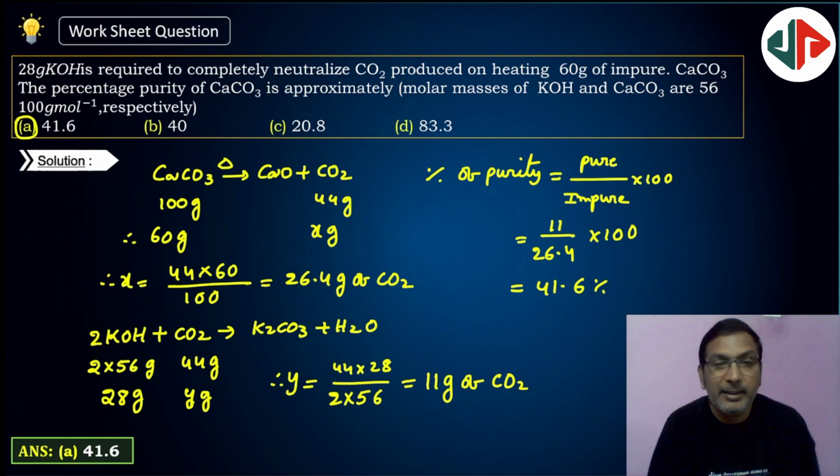Observe the problem clearly. Actually, 28 grams of KOH neutralizes only 11 grams of CO2 if it is 100%. But in the question it is given 28 grams of KOH neutralizes 26.4 grams of CO2. So, percentage of purity is pure amount by impure amount into 100. Next.